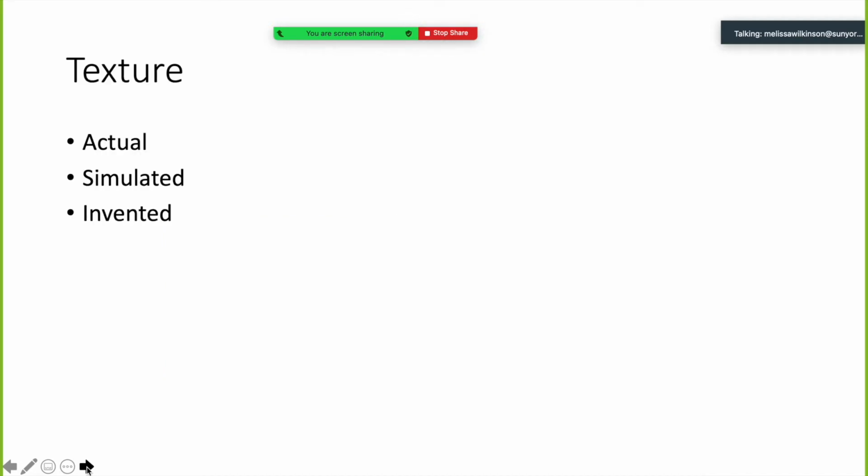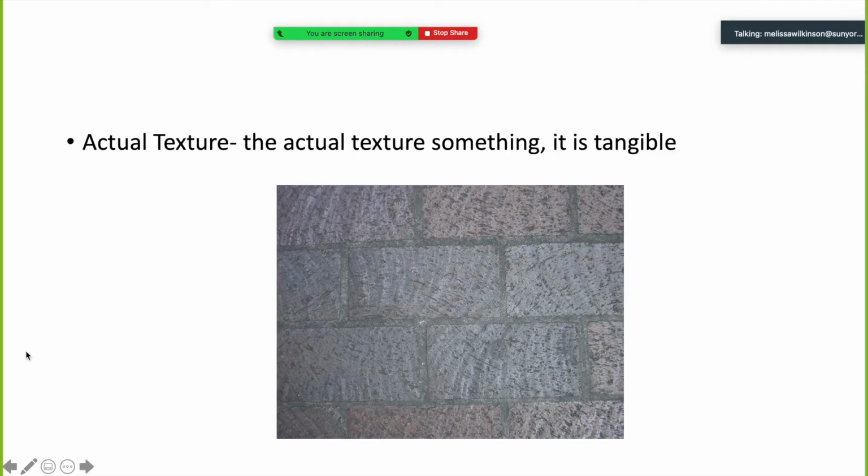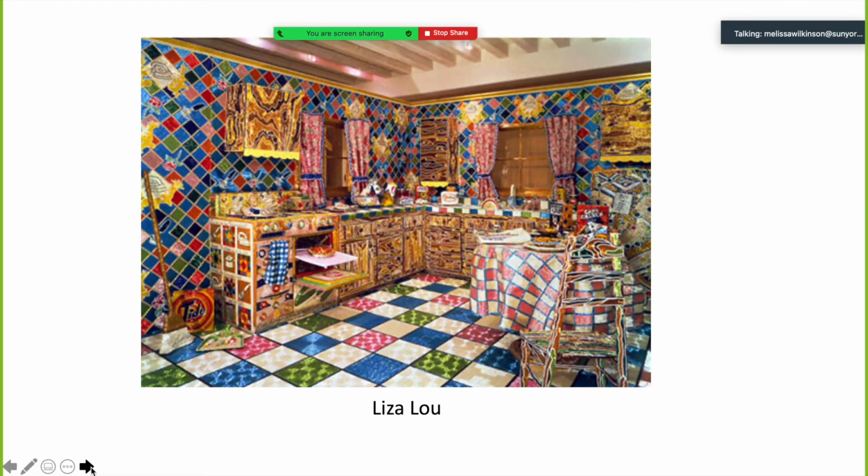So that moves us very quickly into texture. We'll talk a little bit about that as we move forward. There are 3 different types of textures, which we're going to suggest because I'm kind of leading from here. Actual, simulated, and invented. We have actual texture. It is something that is tangible that you can actually touch. So like a brick wall, imagine your hand going over that brick wall.